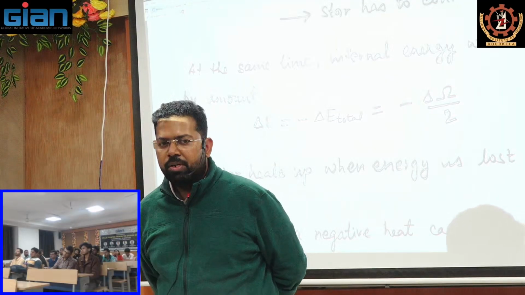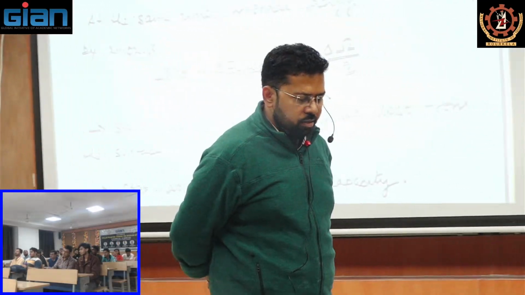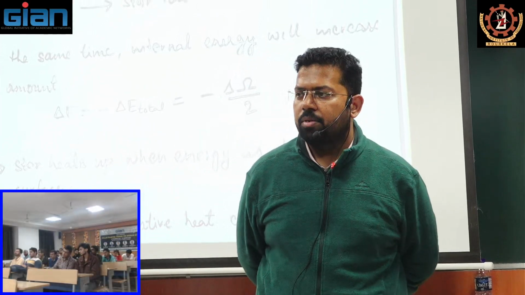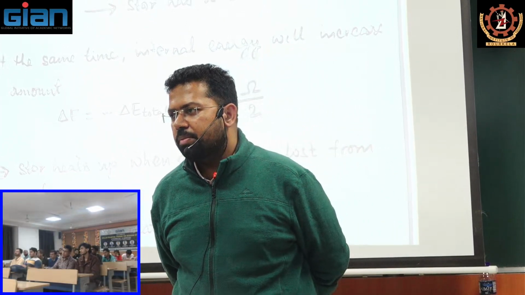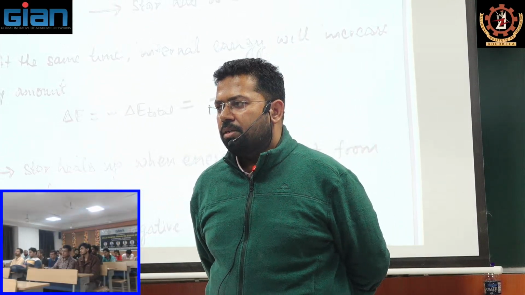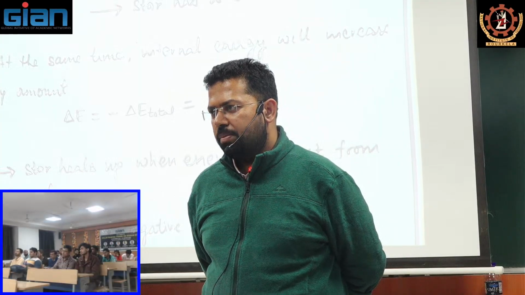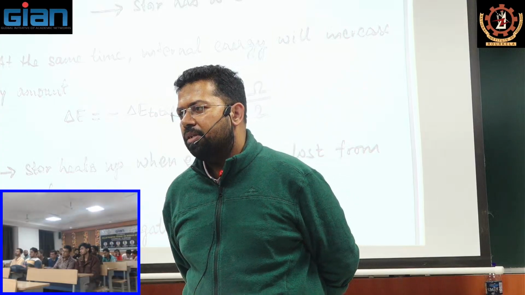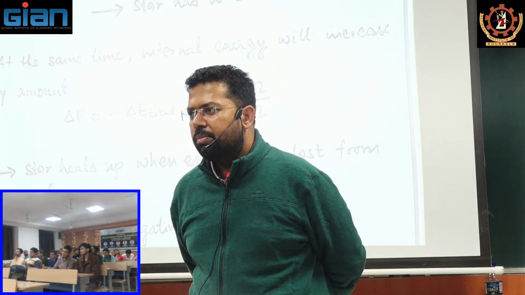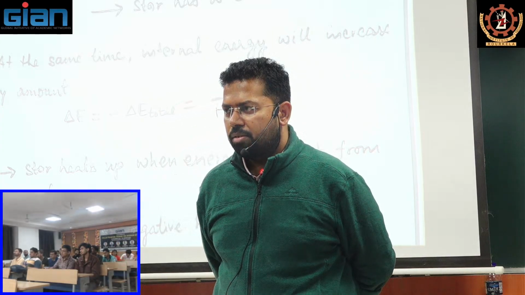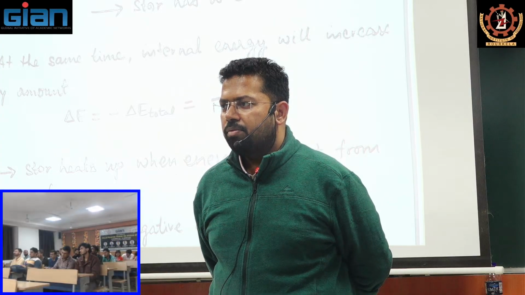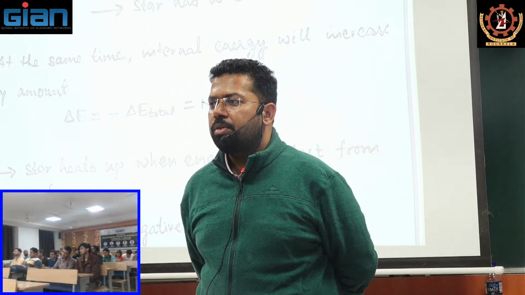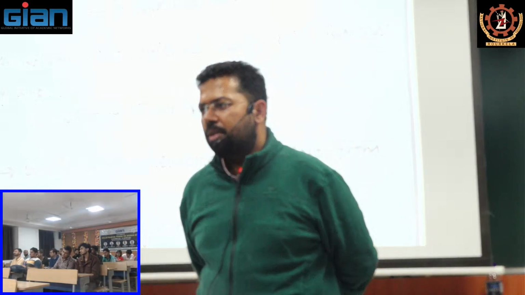So this is what I said. The main aspect of the Virial theorem is that the star has a negative heat capacity, and negative heat capacity means that even though you are taking energy out of the system, your temperature is actually increasing. So you're taking energy out of the system, and still your system is heating up. That is the basic idea.